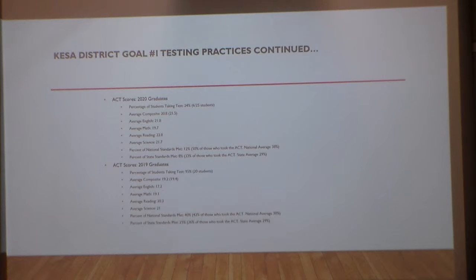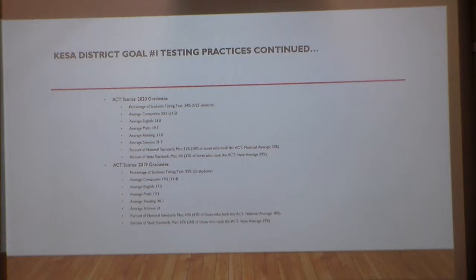Average English, 21.8, Math, 19.7, Reading, 22.8, Science, 21.7. Percent of national standards met, 12%. 50% of those who took the ACT met it; the national average is 38%. So what happens is 12% of our kids met that because there were only 6 of them. But of those 6, 50% met the national average. So that was great for our little school. Percent that met the state standards, 8%, because that number is so small. Again, we were above the state average at 33%, as the state average was 29% in this particular year.